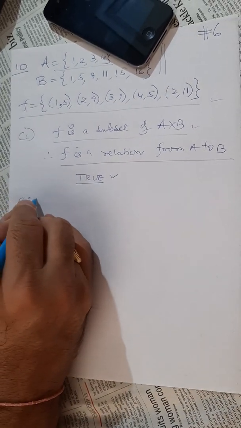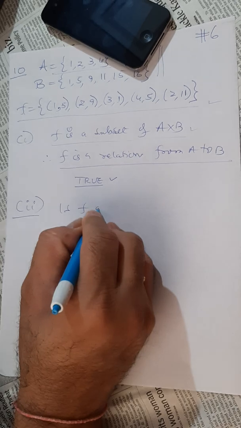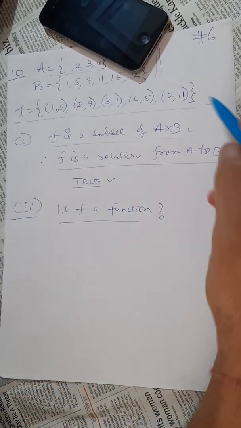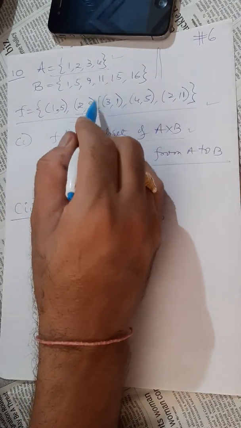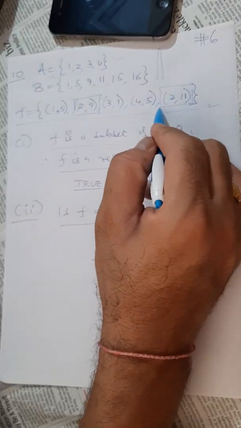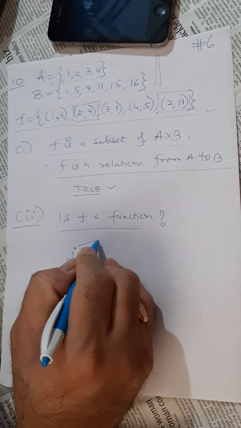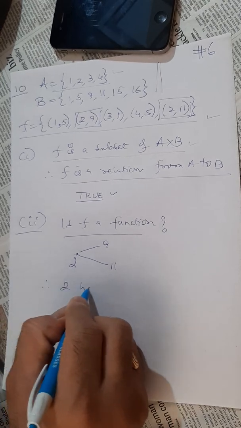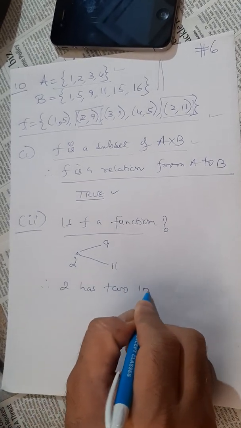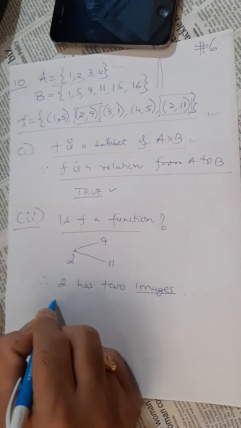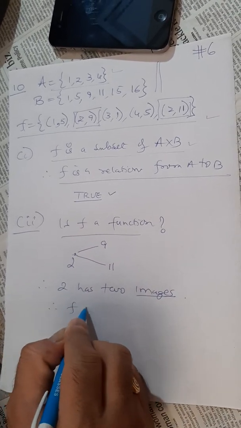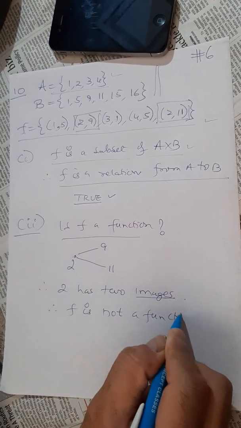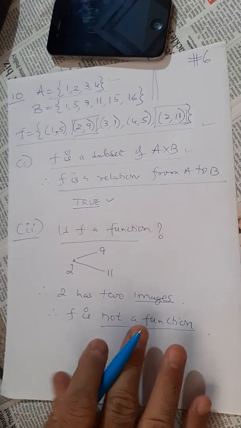Second question, is F a function? That's the question. So you know it very well now. By observation, you can see that 2 is associated with 2 different members. 2 is associated with 9 as well as 11. So 2 has 2 images. And therefore here F is not a function. It's a relation but not a function. You know, every relation need not be a function.